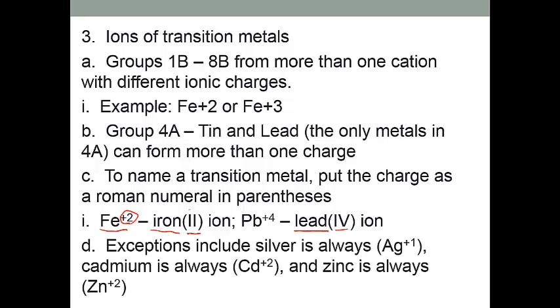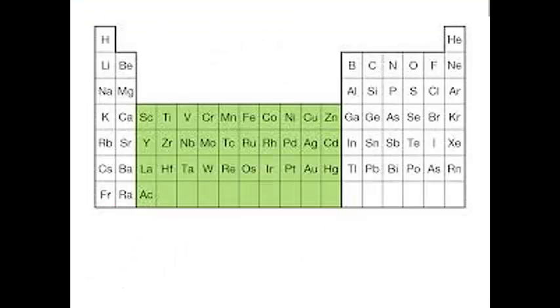Now, there are also a few exceptions that are transition metals, but they don't have the varying charges like your other ones do. And that will be silver, which is always a +1, cadmium is always a +2, and zinc is always a +2. So let's take a look at our periodic table. You need to write these exceptions in here until you get to practicing with them, and then you have them memorized. You need to know these.